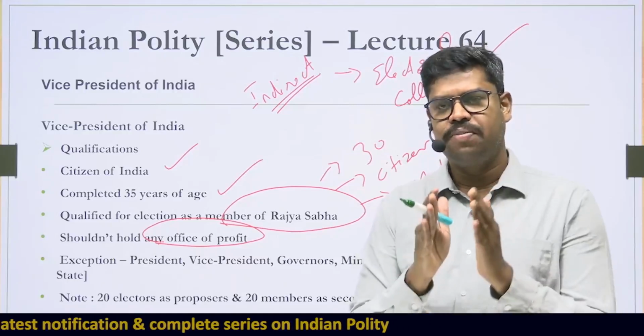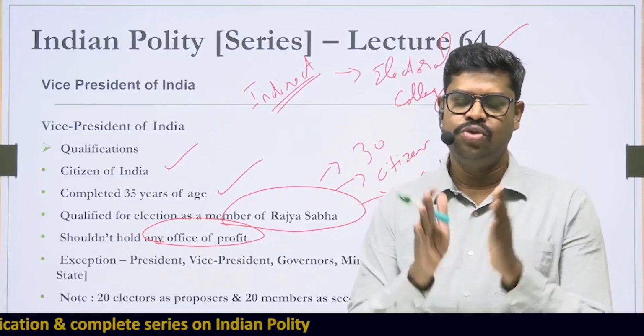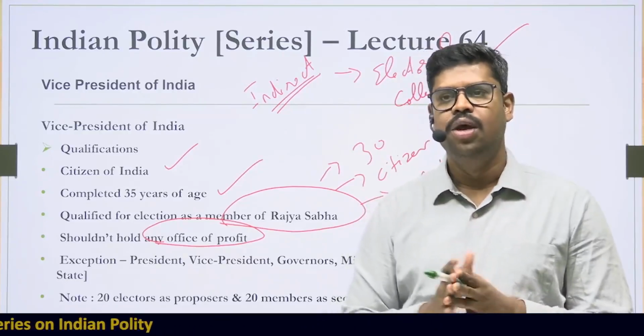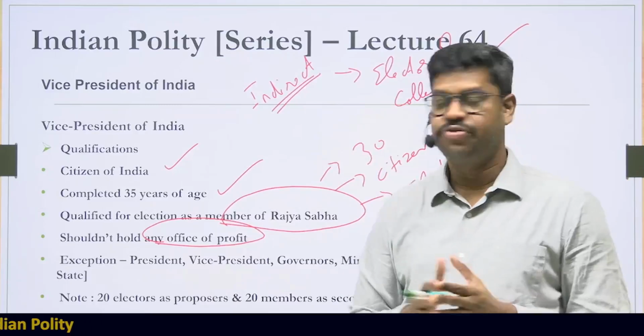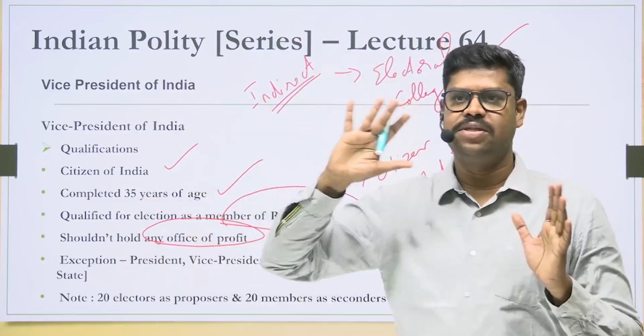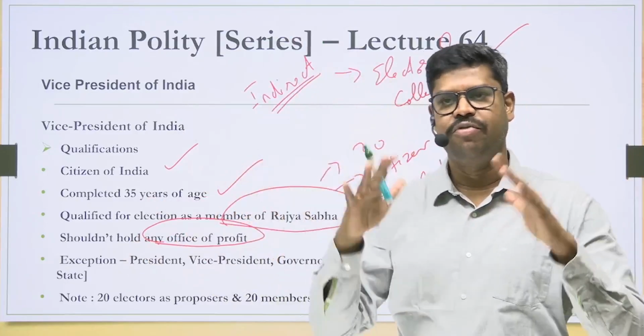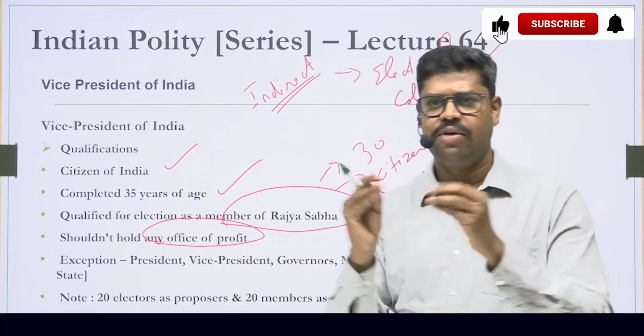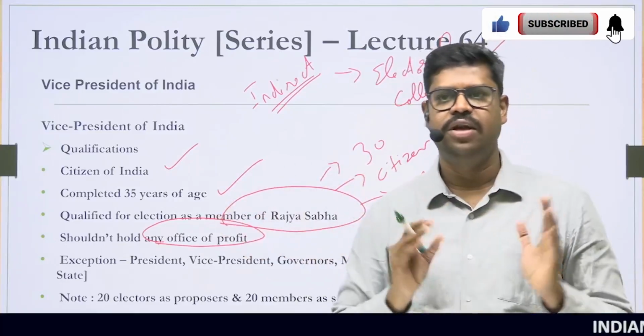So hence, for a person to contest election to the office of the Vice President, what are the qualifications one has to possess? One has to possess the following qualifications. For an elaborate discussion on what is office of profit, refer to my topic on the President, where I have taken an elaborate discussion for 15 to 20 minutes in explaining as to what is an office of profit, but I have given the crux of what is office of profit even in this particular lecture.